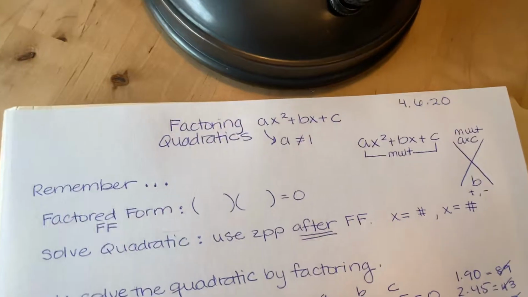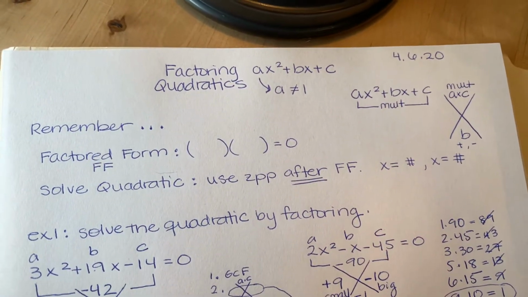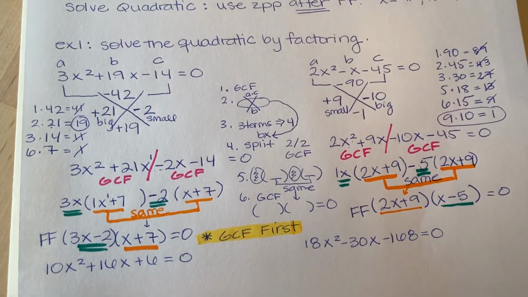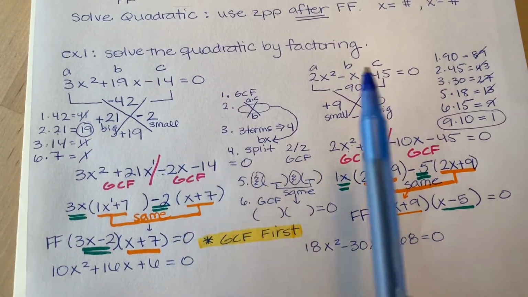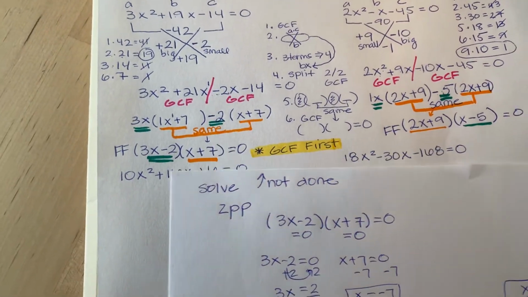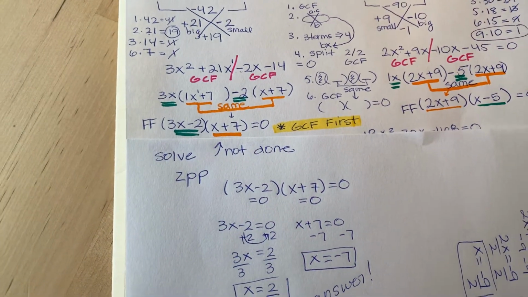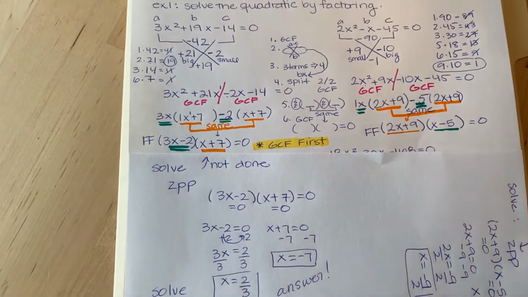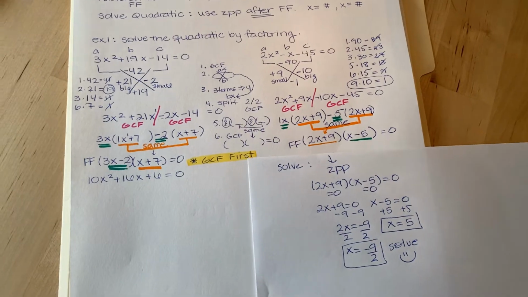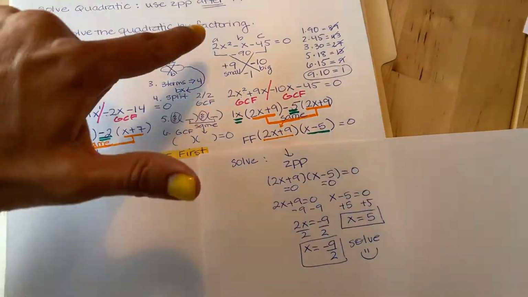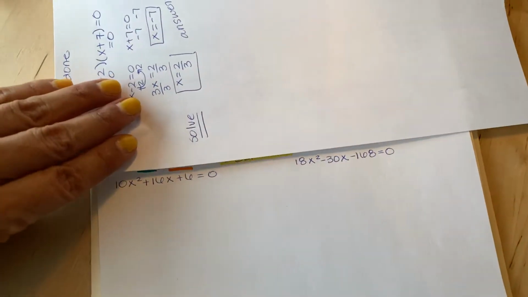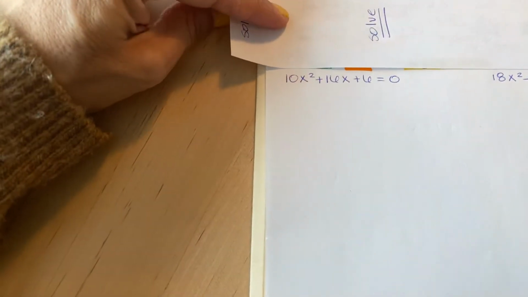Okay, so we're still factoring quadratics where the A value is not one. I completed these two. This is part one, this is part two. And then the answers, since I didn't give enough space, this is an extension of this problem, and this one is an extension of the second example. Okay, so now we are just focused on this one here.